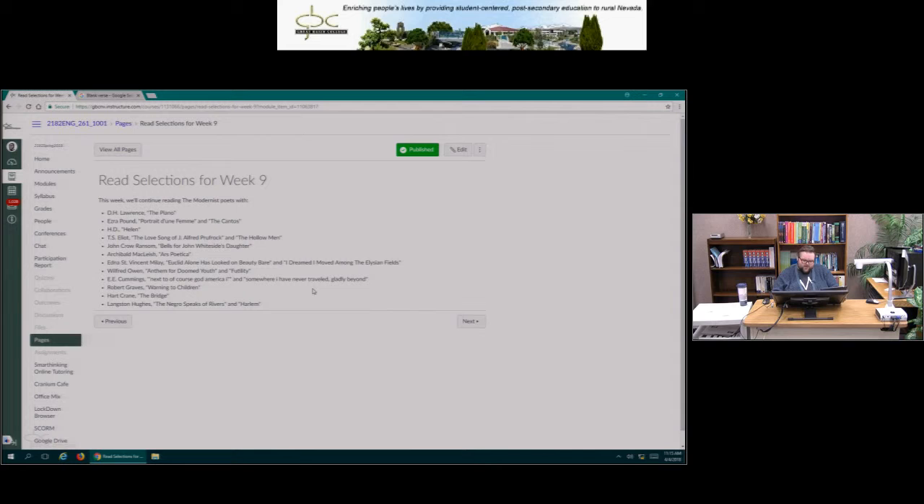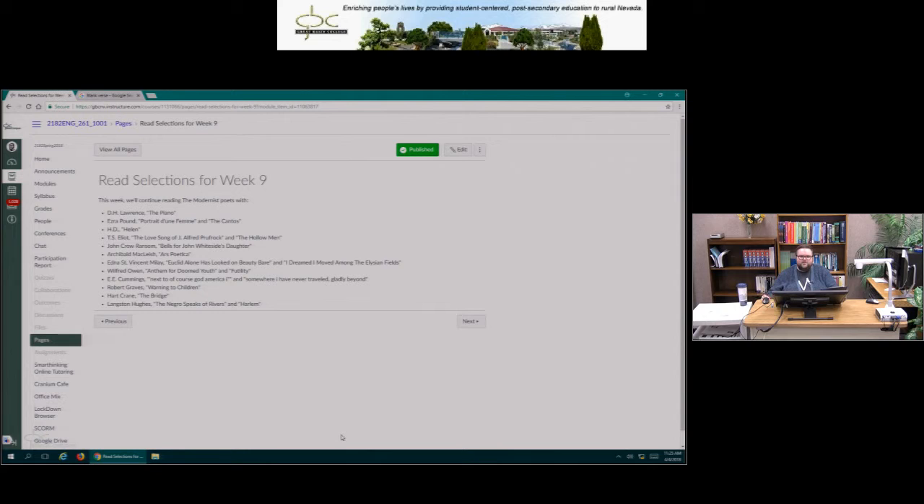So let's get to Wilfred Owen. Wilfred Owen is a sharp move from I Dreamed Among the Elysian Fields to Anthem for Doomed Youth, even in titles alone. But Wilfred Owen is actually a really sad case in poetry, more so than Pound, more so than any of the other poets, because he was a talented, brilliant, effective poet who did an amazing job of chronicling warfare and writing about warfare. And unfortunately, he was killed one week before the end of World War I.